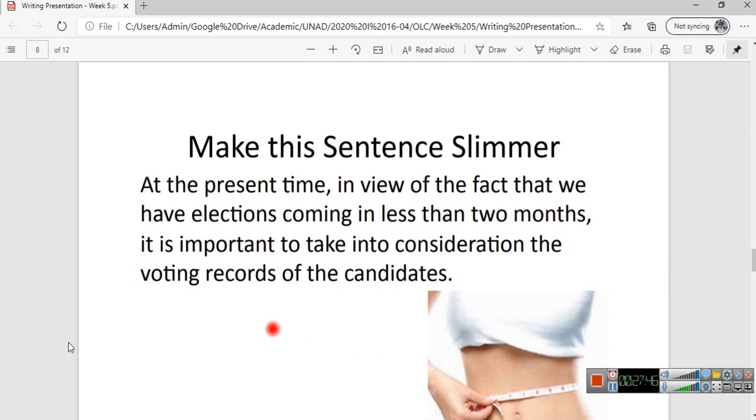So first I'm going to read. At the present time, in view of the fact that we have elections coming in less than 2 months, it is very important to take into consideration the voting records of the candidates. So take a very good look at this, and I want you to give me this exact same idea in a slimmer version. So please write that down in the Skype chat.